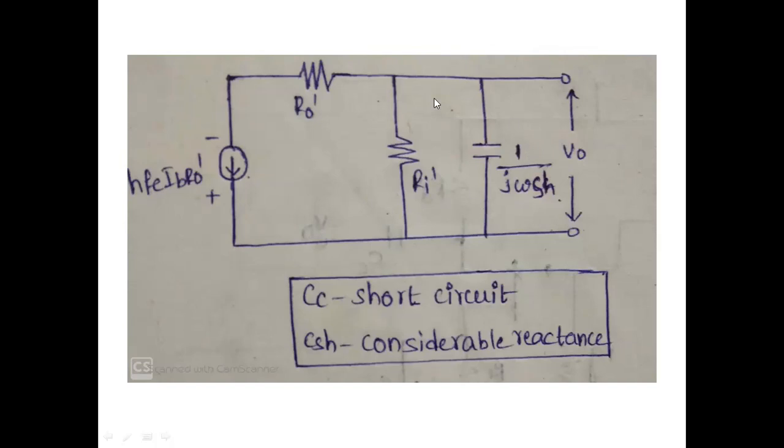Okay, and in a similar manner, we are finding the output voltage. Consider this one as one impedance, and this one is the first impedance, and this one is the voltage source.